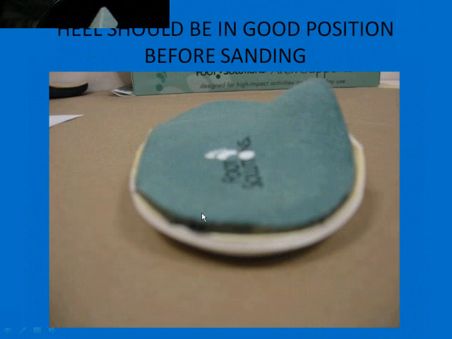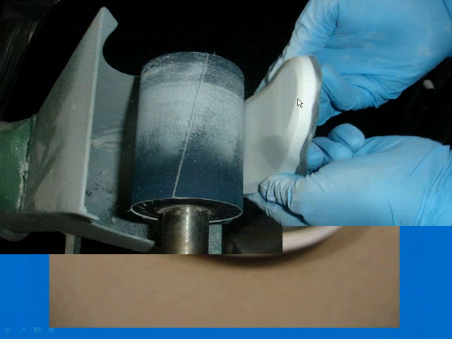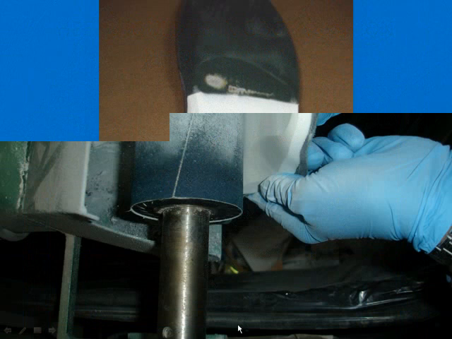Then your sanding technique is always starting at the heel and pulling towards you, going toward the ball of the foot. Never start at the ball of the foot and come toward your heel. It will never look right. And this is the end result that it should look.